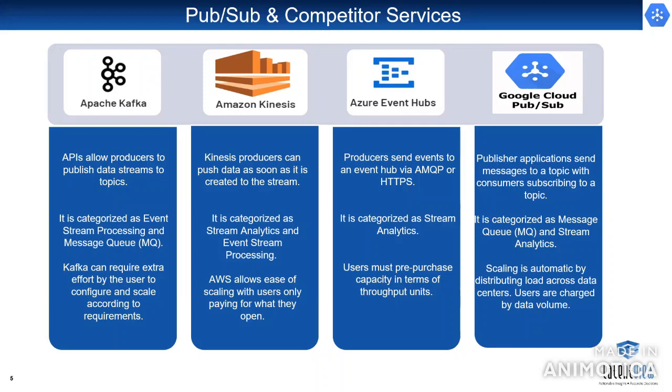And coming to Amazon Kinesis, this is also a cloud-based real-time processing service. In this, the producers can push data as soon as it is created to a stream topic. Kinesis has partitions called shards, which are determined by a particular partitioning key.